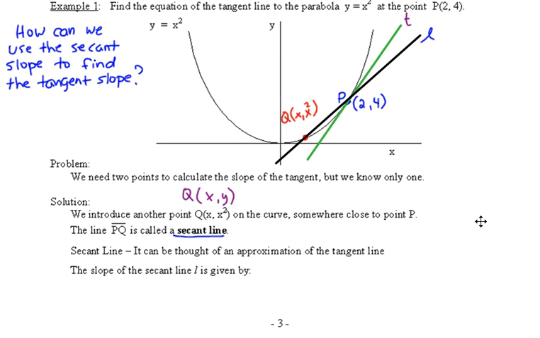I'm going to do some labeling here before we do anything else. We're just going to take Q, and what's the y value for Q over here? x squared, and the x value is x. And then here, what's the x value for P? 2, and the y value is 4, 2 squared.